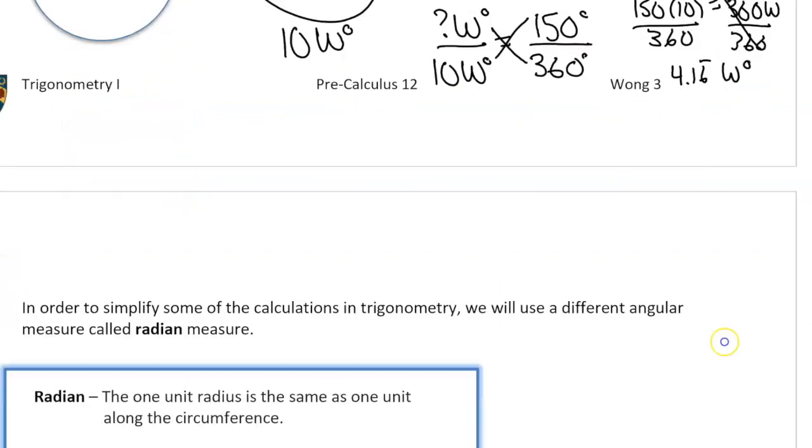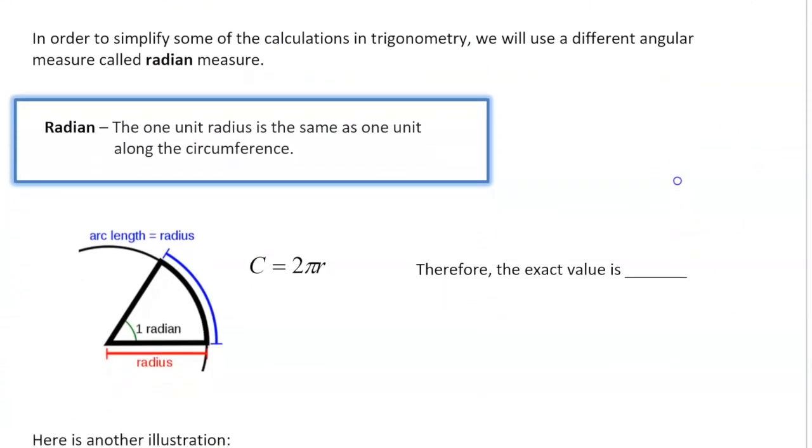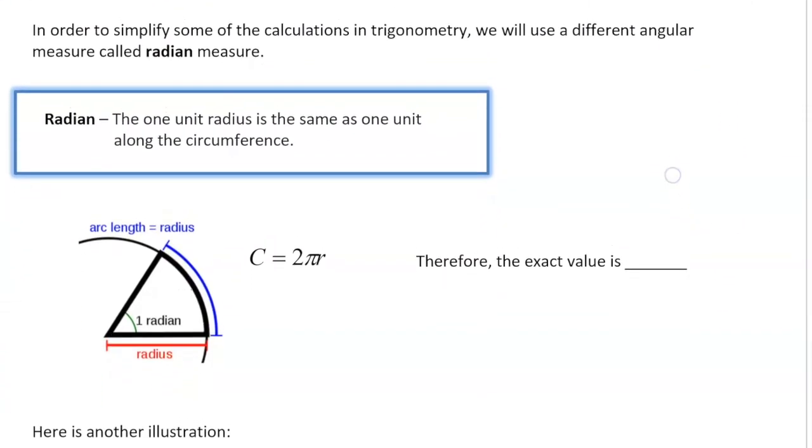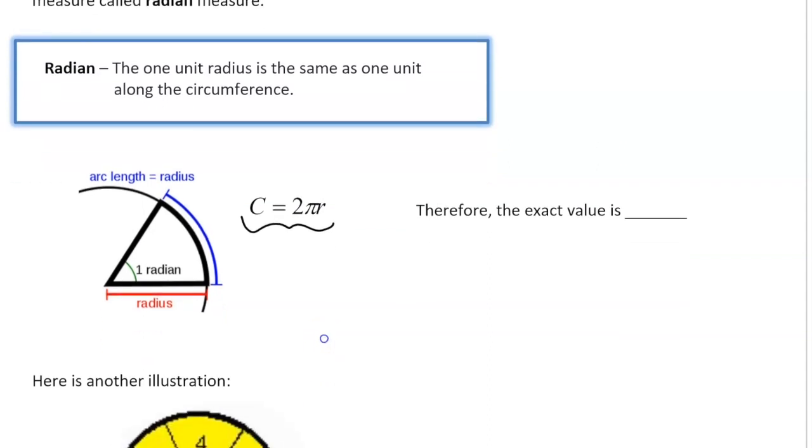Okay, so if all of that was a little bit strange, let's take a look at radians. So we use radians because it's a natural form of measurement. Simply put, it's going to tell us the amount we go around a circle. So probably the best way to take a look at this is to say that circumference is equal to 2 pi r.